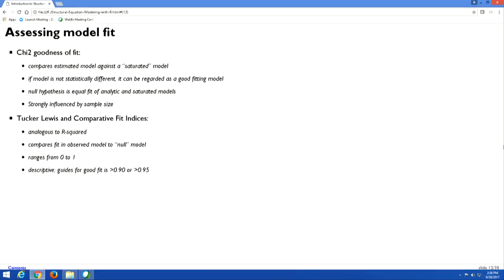The limitation here is that it is very strongly influenced by your sample size. And in a lot of SEM analyses, you have complicated types of modeling, and you have very large sample sizes. So almost always that will be rejected. And if that was the be-all and end-all of model assessment, we wouldn't learn a whole lot. Yes, please.